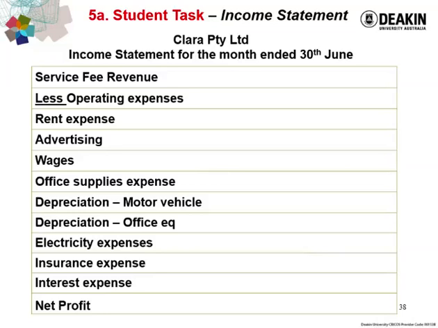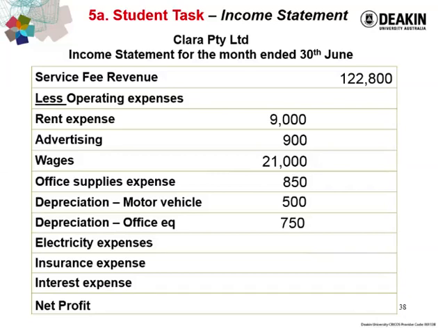Then we can prepare the income statement. So we start with service fee revenue 122.8 minus all sorts of operating expenses. That includes rent expense 9k, advertising 900, wages 21k, office supplies expense 850, depreciation for motor vehicle and office equipment, which are 500 and 750 respectively, electricity expense 200, insurance expense 1000, interest expense $300. So the total operating expenses are 34.5. So 122.8 minus 34.5, we get our net profit 88.3k.